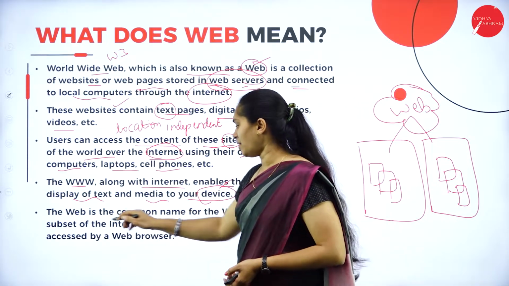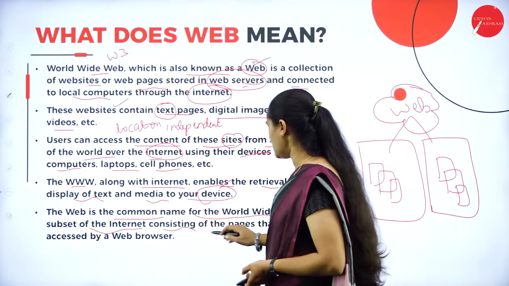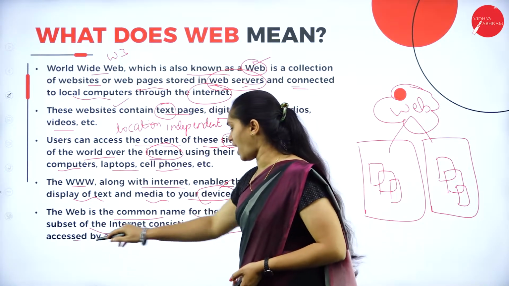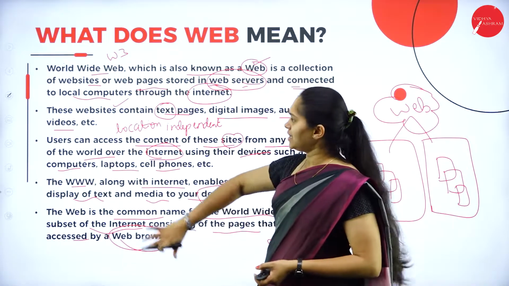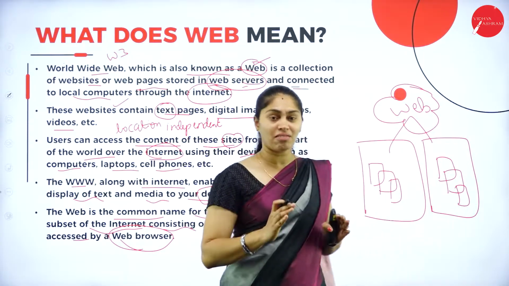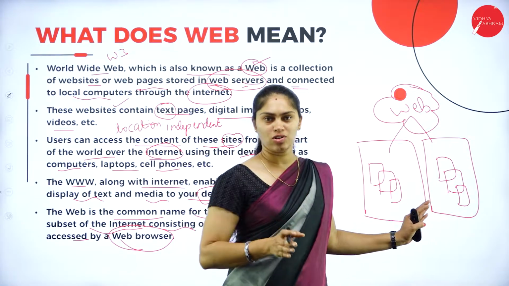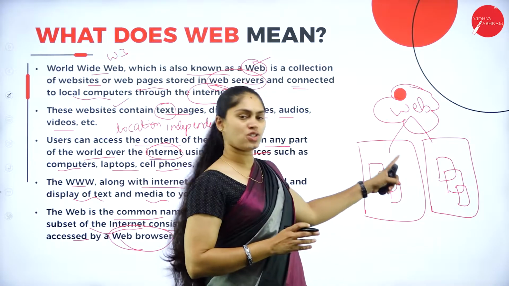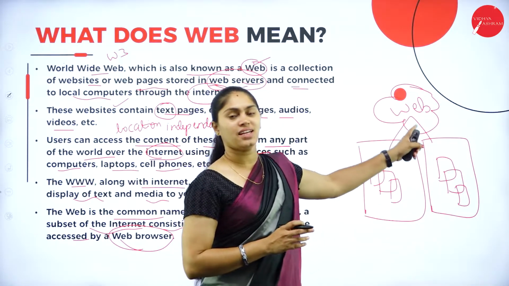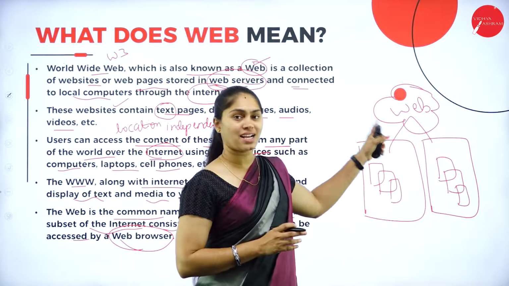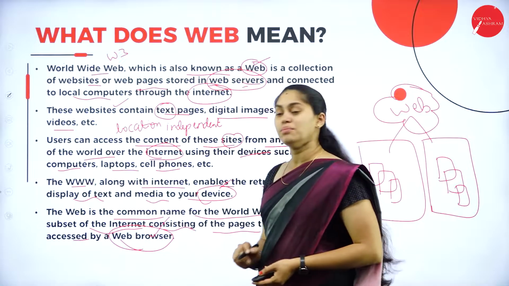So the web is the common name for the World Wide Web, a subset of the internet consisting of the pages that can be accessed by a web browser. So how do we access all this content? We got to know that we have a web page, and each web page consists of text, images, videos, audios. If it is a collection of web pages, then that is a website. If it is a collection of websites, then that is the World Wide Web. So we are accessing the content of the World Wide Web with the help of a web browser.